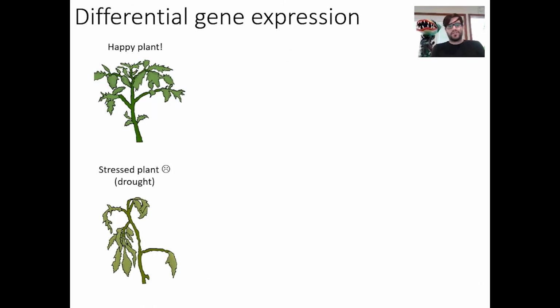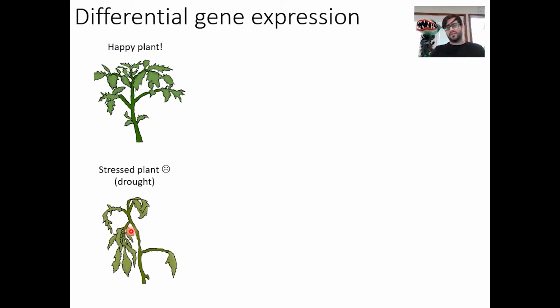Okay, so let's first talk about differential gene expression. This is the fundamental and sort of the simplest analysis that we can do. Again, maybe we have our happy plant and our not so happy plant. In this case, this is a happy, healthy tomato plant and a drought-stressed tomato plant. So maybe we're interested to know what genes are controlling drought stress responses.